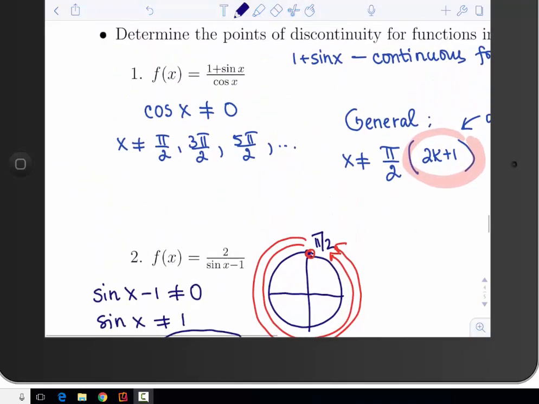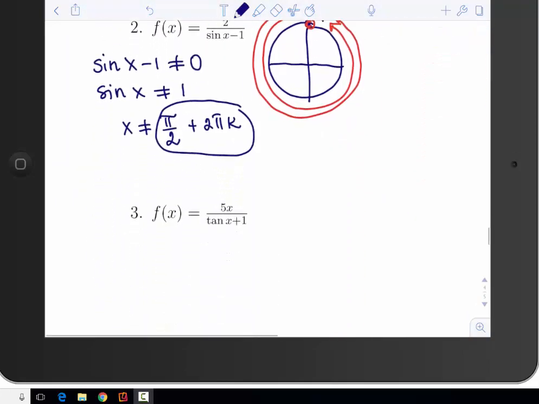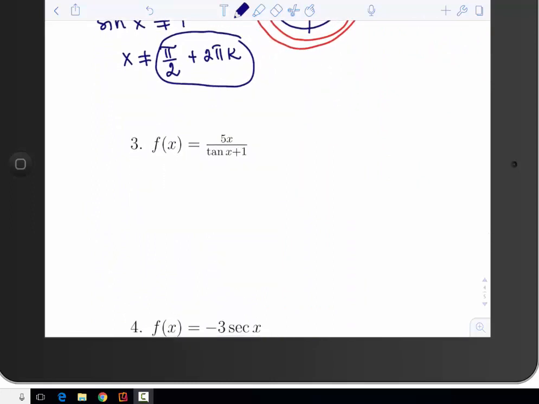Okay, so we've done something with sine and cosine. Let's take a look at tangent. 5x, that function has no problem, right? It's continuous for all values of x. Tangent x plus 1. We don't want that to be 0. So that's tangent x not equal to negative 1.